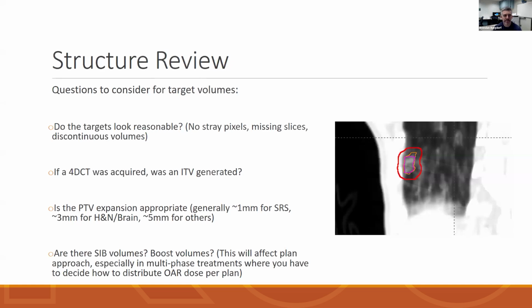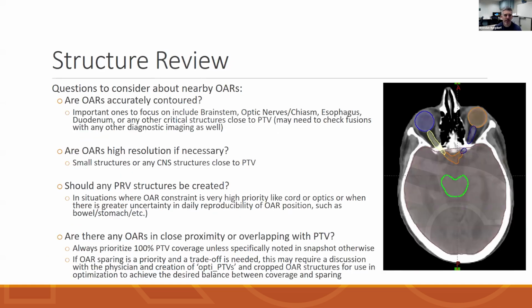This again would be a discussion with the radiation oncologist, but something that we want to consider before we start our plan. Next, we want to review nearby OARs. The first question we'll ask is, are the OARs contoured accurately? Some important ones to focus on include brainstem, optic nerves, and chiasm, esophagus, duodenum, or any other critical structures that may be close to our PTV.